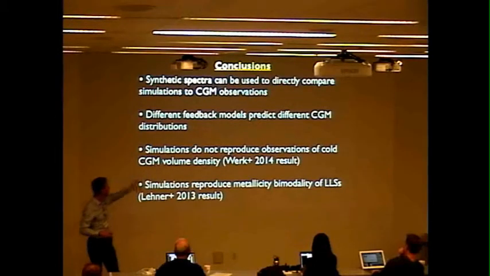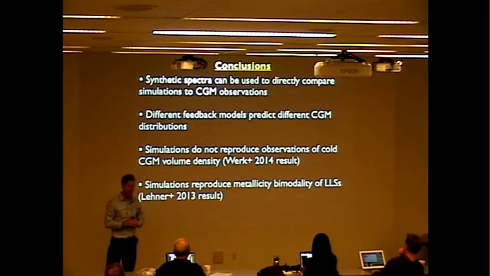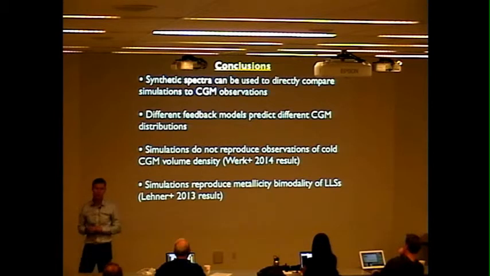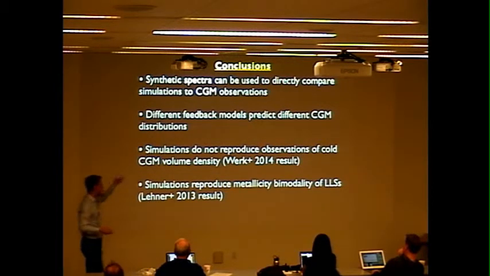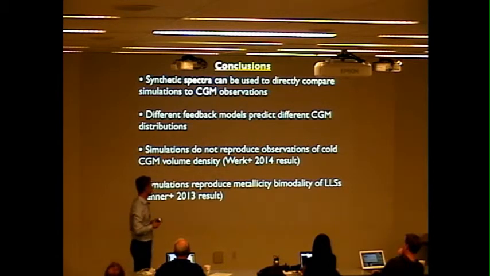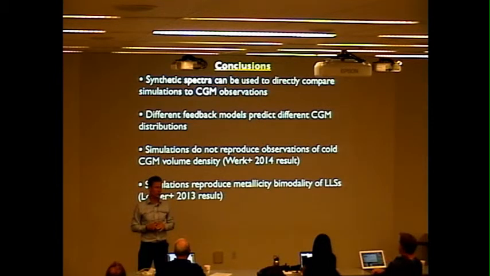So conclusions are essentially what I've already mentioned. We can use synthetic spectra to compare directly between observations of the CGM and simulations. Different feedback models predict different CGM distributions, and we can't reproduce the observations of the CGM cold absorbers associated with the Jess work result, but we can seemingly reproduce the metallicity bimodality of Lyman limit systems consistent with Nicolas Lainer's work. So, thank you.